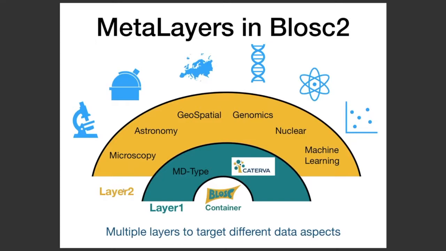And then, for example, we can imagine that we can add another layer on top of the first layer which adds specific things that could be appropriate for microscopy, astronomy, geospatial, genomics, nuclear, and machine learning as well, or whatever, or even finance. So the multiple layers add the capability to target different data aspects.